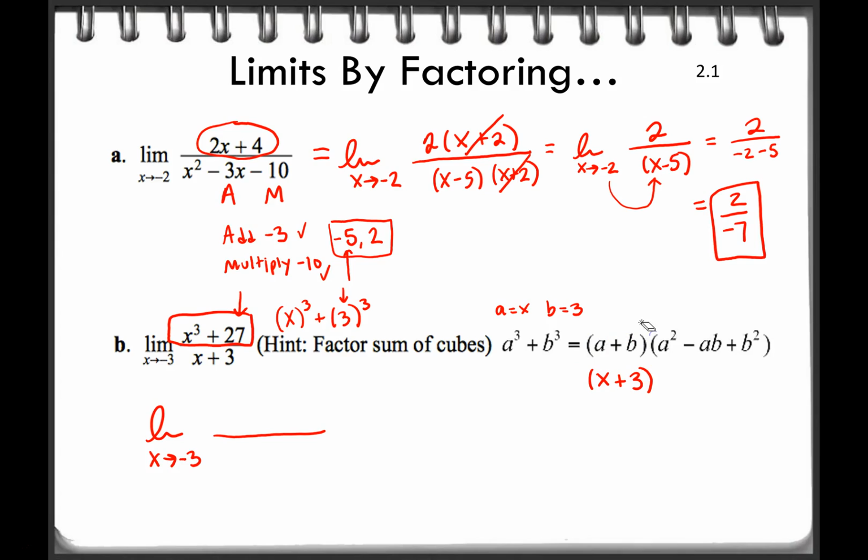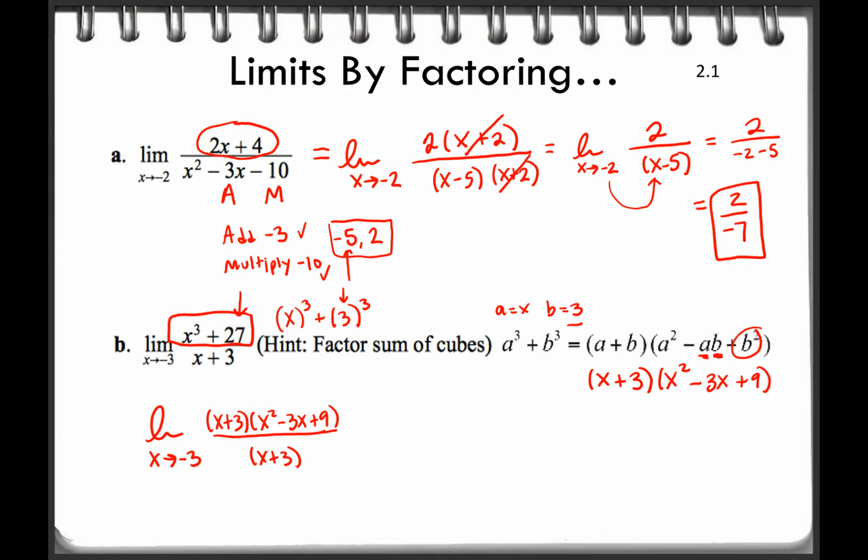And then I'm going to have a squared, well, that's going to be x squared, minus my a, which is x, times my b, which is 3. So I'm just going to write that as 3x. Plus b squared. Well, what's 3 squared? It's 9. So my numerator becomes x plus 3, and then I've got x squared minus 3x plus 9. And then in the denominator, I have x plus 3.